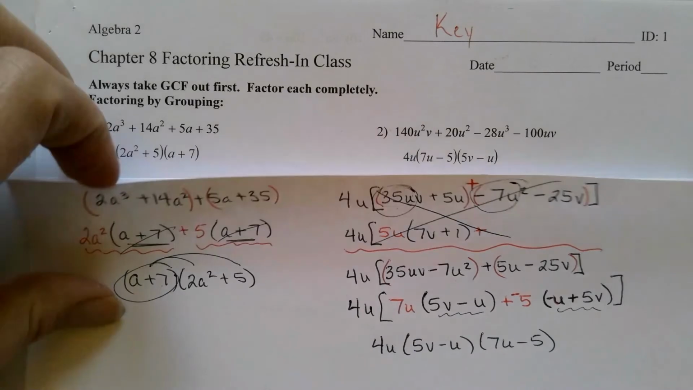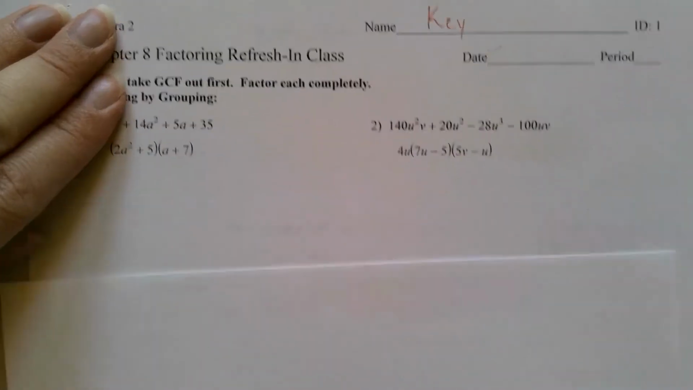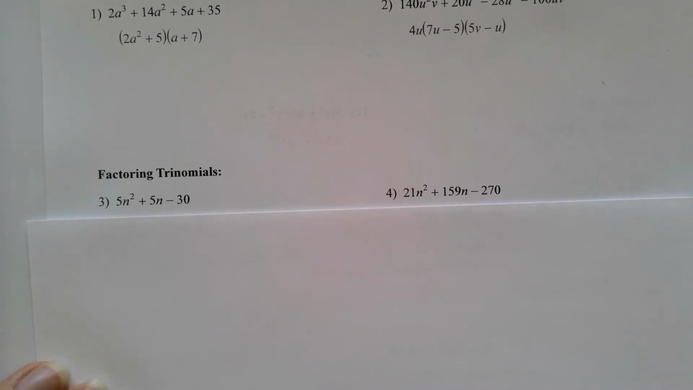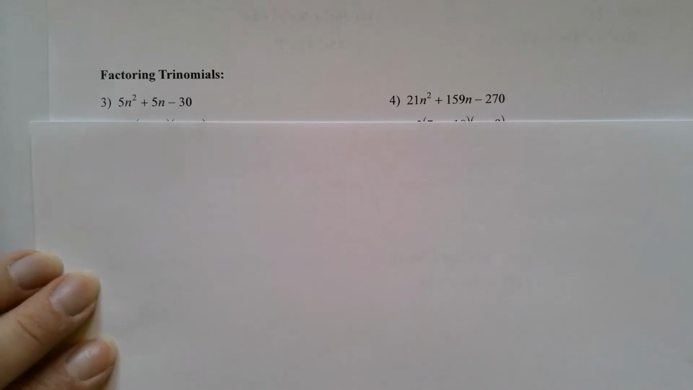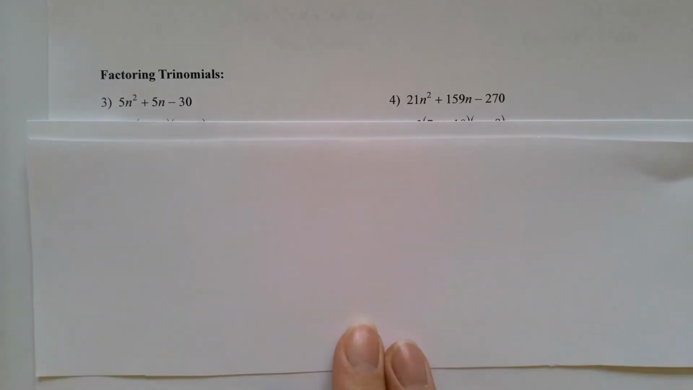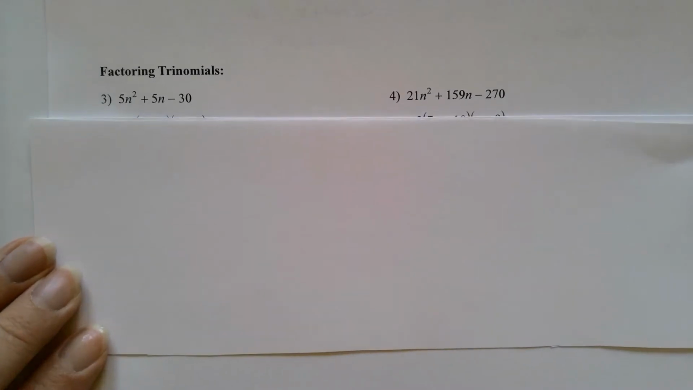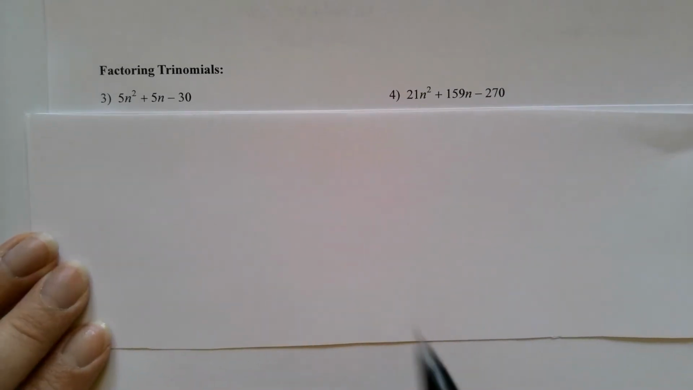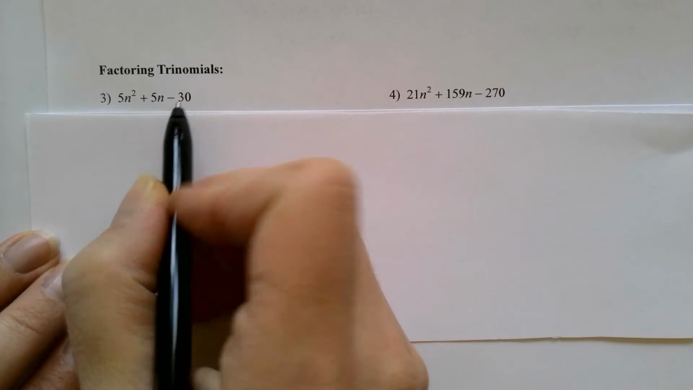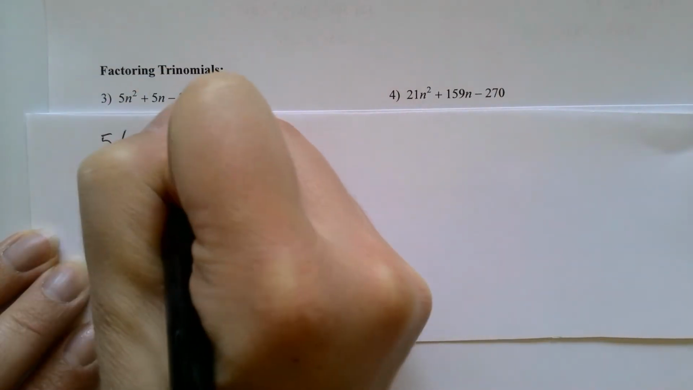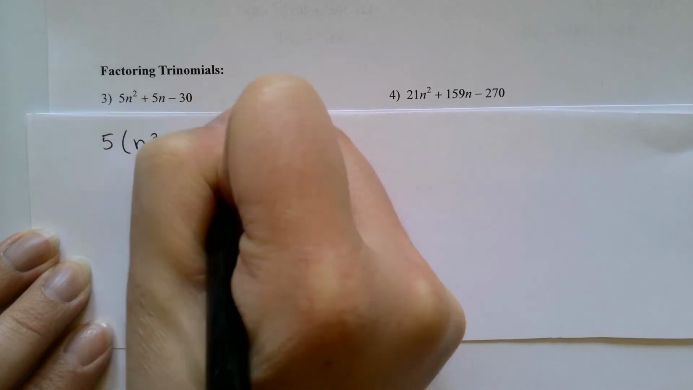All right, let's move on to another problem. We have factoring trinomials. So that was a review on factoring by grouping. And now we're going to get into factoring trinomials. So the first thing, again, this time I see I have 3 terms. It doesn't matter what you're given, how many terms it has, I'm always going to look for a GCF. And in this problem, I have a GCF of 5. So we're going to take that out. And what's left is n squared plus n minus 6.